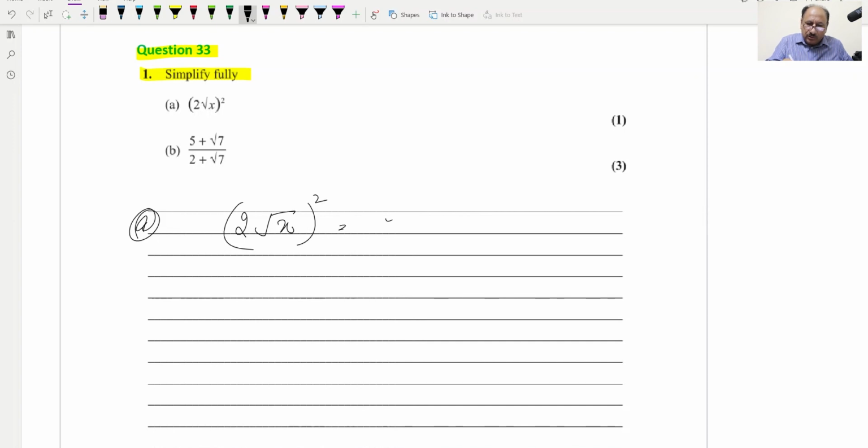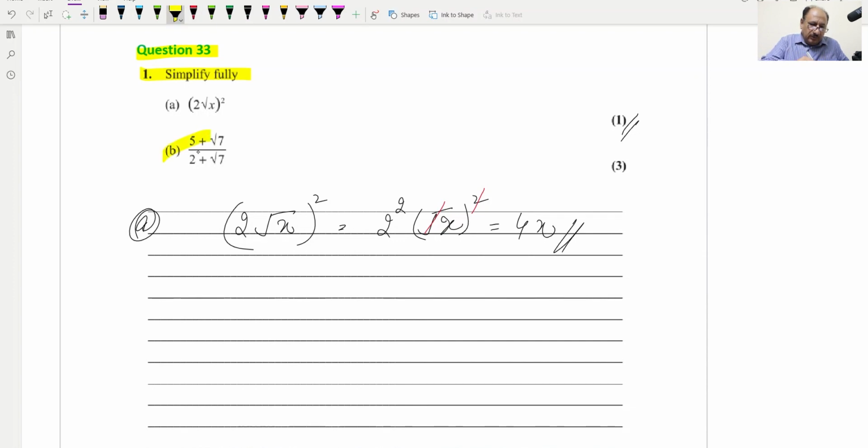We can take the square separately for this one, and the square and square root will be cancelled, and our answer will be 4x, and this is the answer for 1 mark.